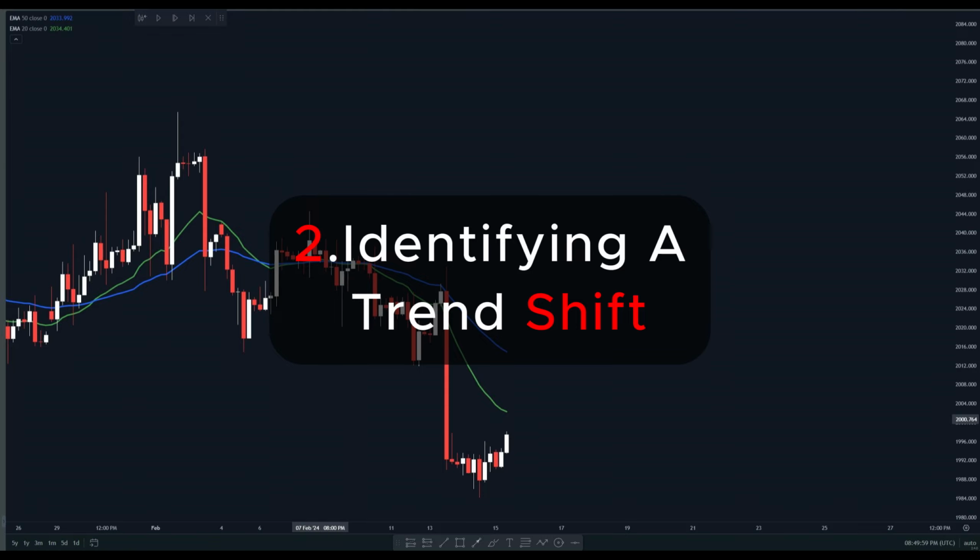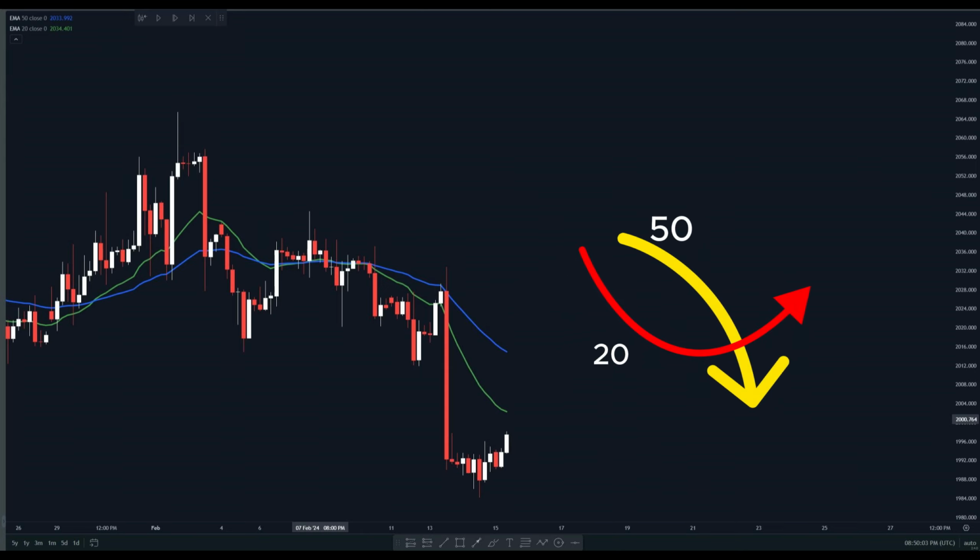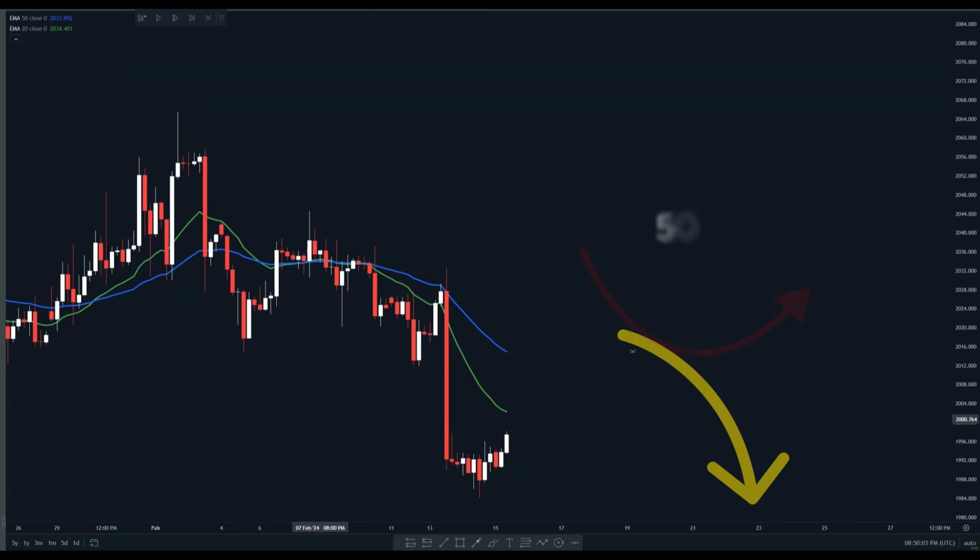The second use of moving average is to identify the trend shift in the market. It is very simple and easy. First, you just have to apply the moving average of 20 and 50. And to identify a trend shift, we will wait for the moving average of 50 to cross the 20 moving average to the downside. And if it does, we will consider it as a trend shift in the market.